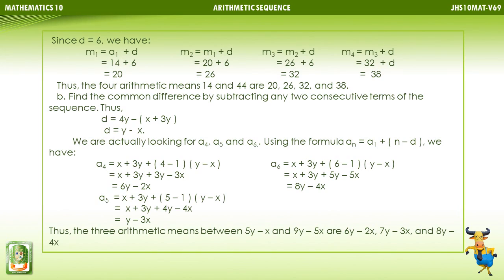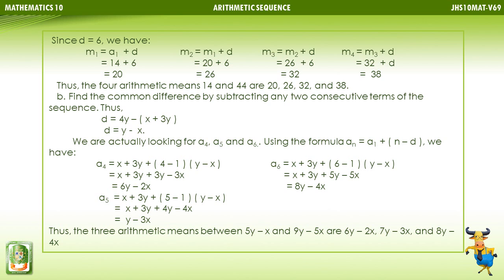Since d equals 6, we have m sub 1 equals a sub 1 plus d, equals 14 plus 6, equals 20. M sub 2 equals m sub 1 plus d, equals 20 plus 6, equals 26. M sub 3 equals m sub 2 plus d, equals 26 plus 6, equals 32. M sub 4 equals m sub 3 plus d, equals 32 plus 6, equals 38. Thus, the 4 arithmetic means between 14 and 44 are 20, 26, 32, and 38.